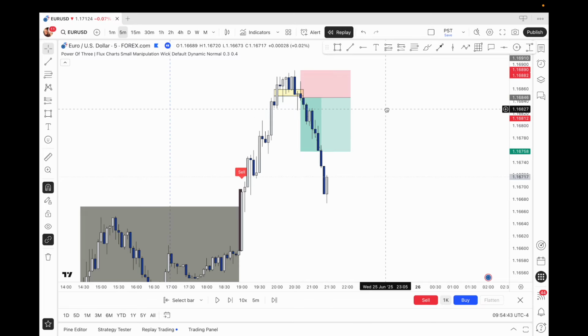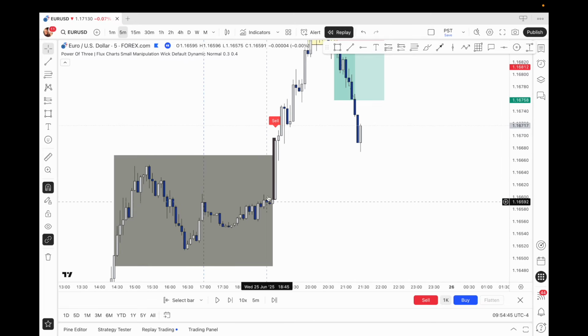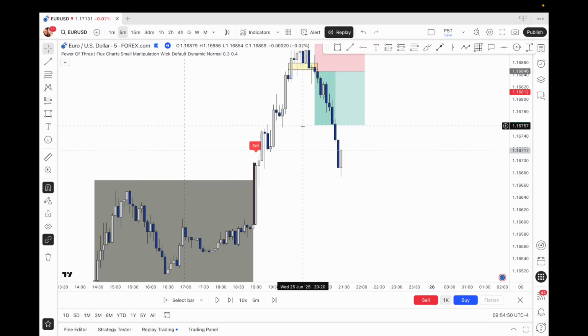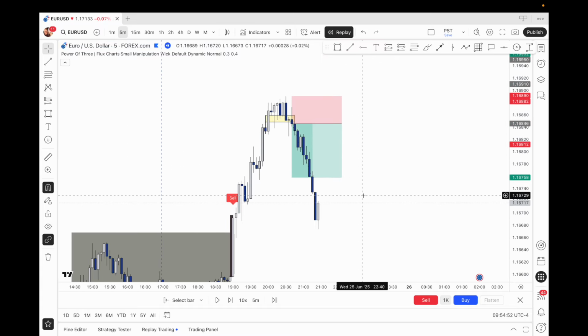So nice and easy. We wait for our accumulation. We wait for the signal after the manipulation. And then we're going to enter from an inverse fair value gap.